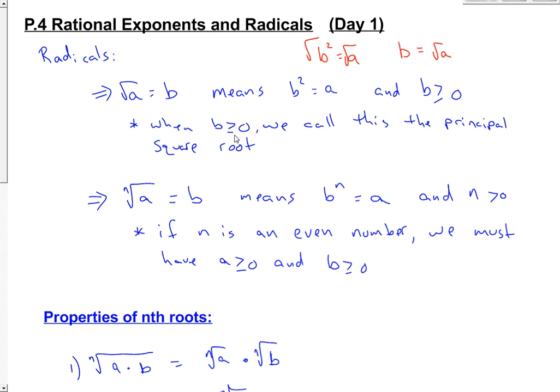When b is greater than or equal to 0, we call this the principal square root. So when you take the square root of a number and it's a positive answer, b is equal to the square root of a, that is the principal square root.